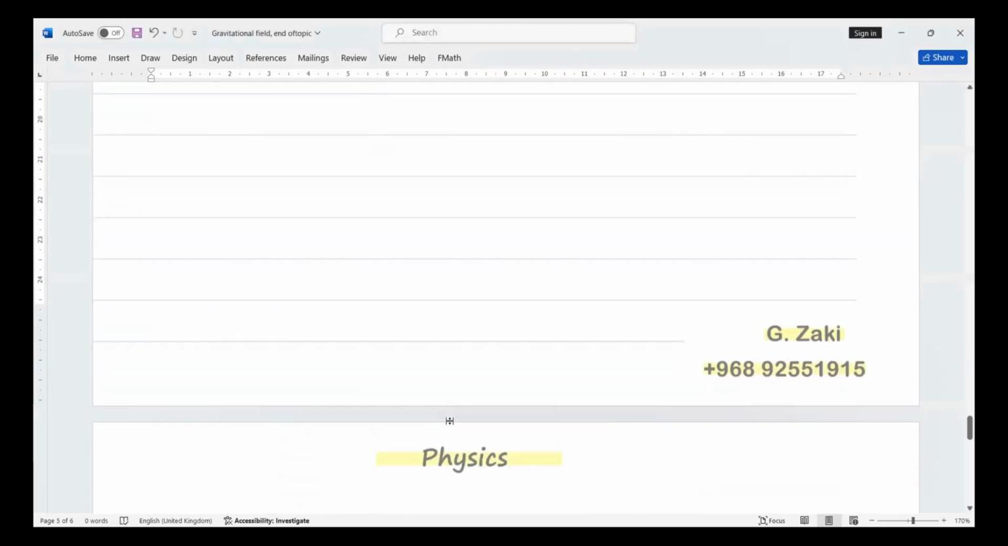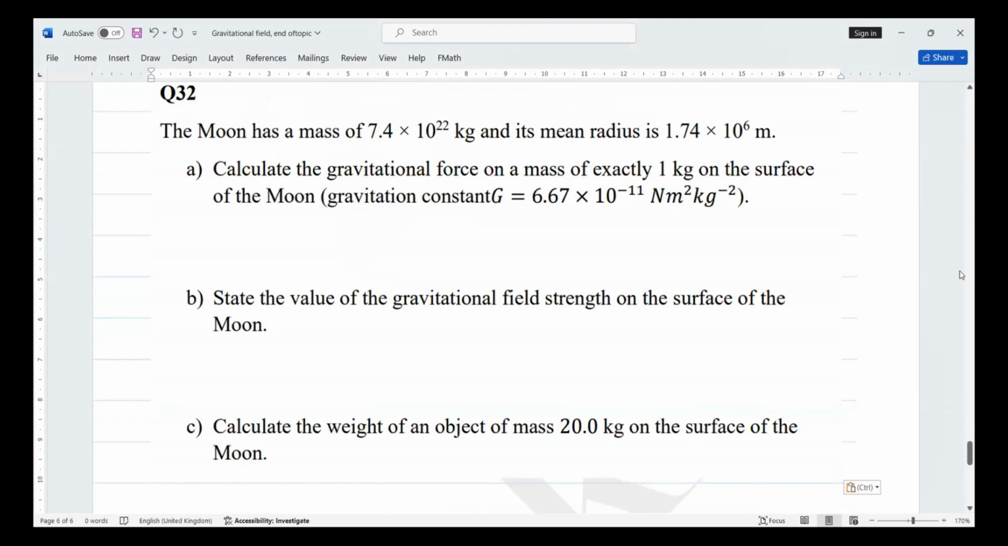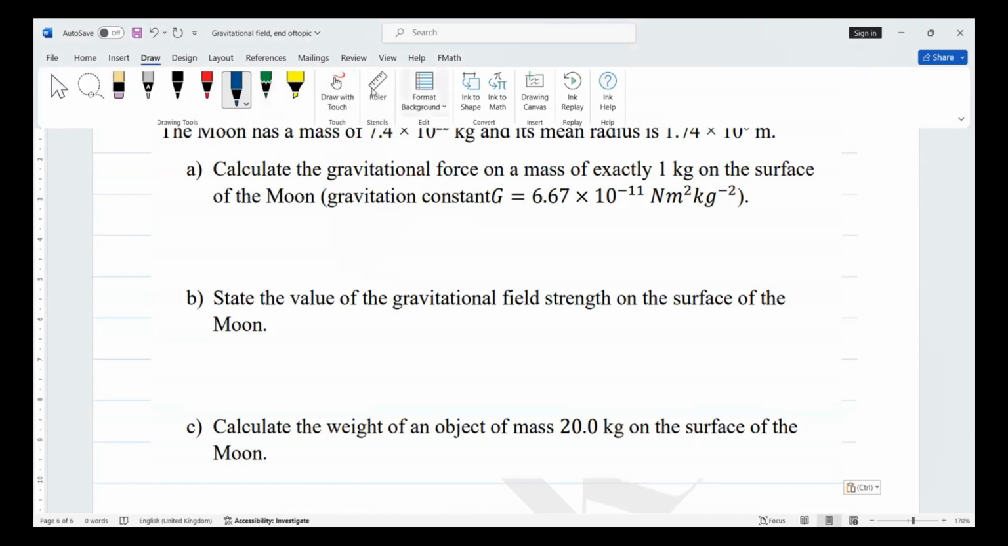Okay, guys. Now look at this question. It's question number 32. The moon has a mass and its mean radius is given. Calculate the gravitational force on a mass of exactly 1 kilogram on the surface of the moon. So we need to draw this, please, to be clear here.